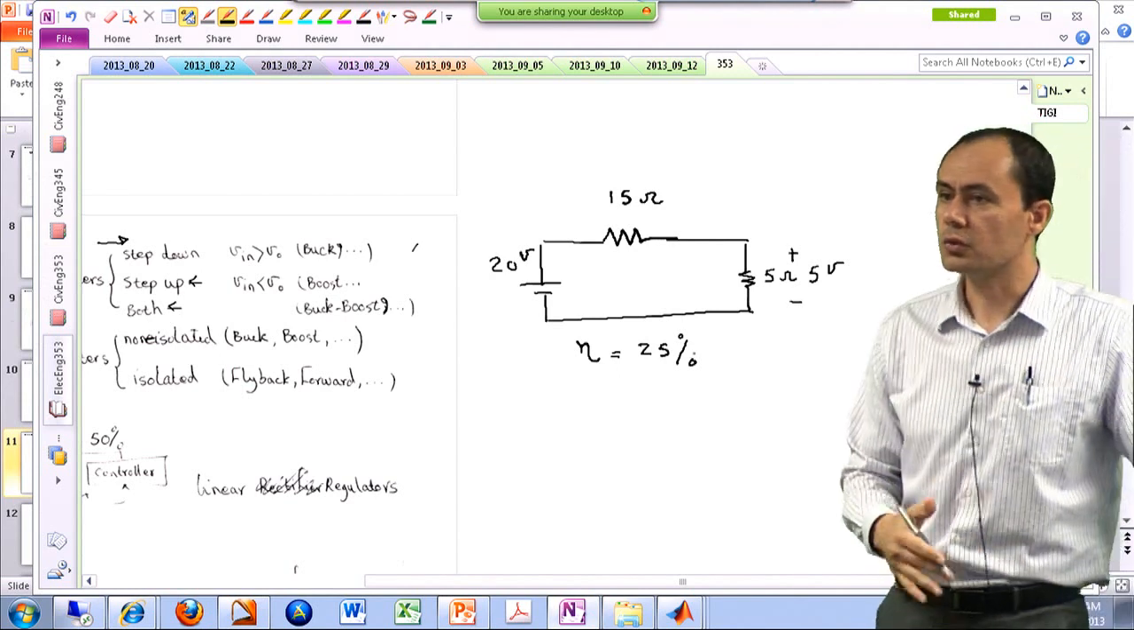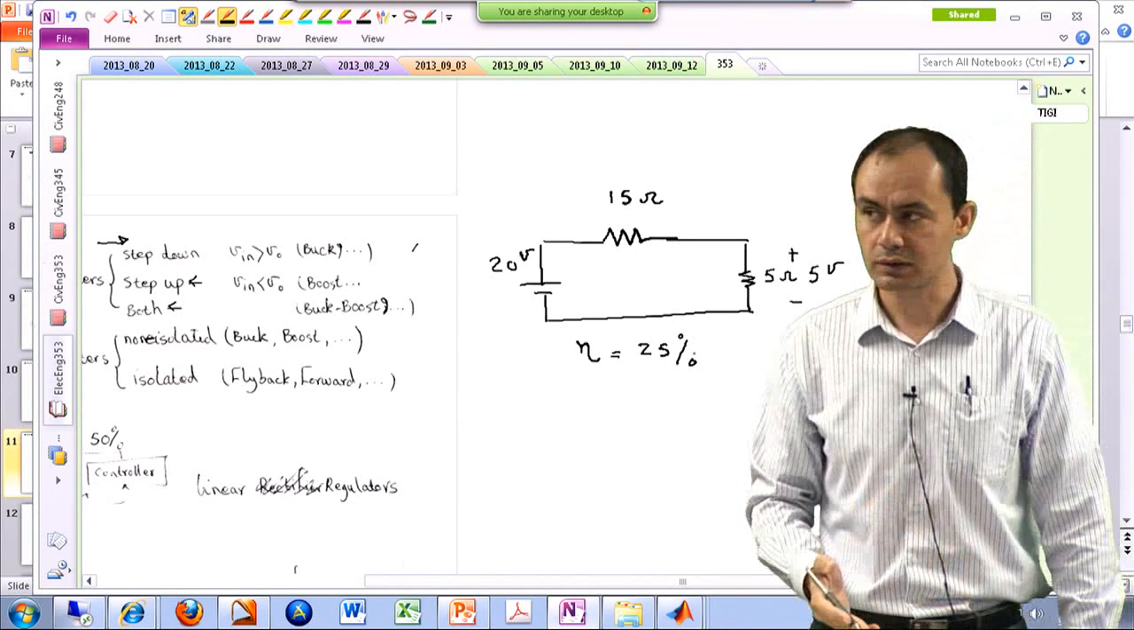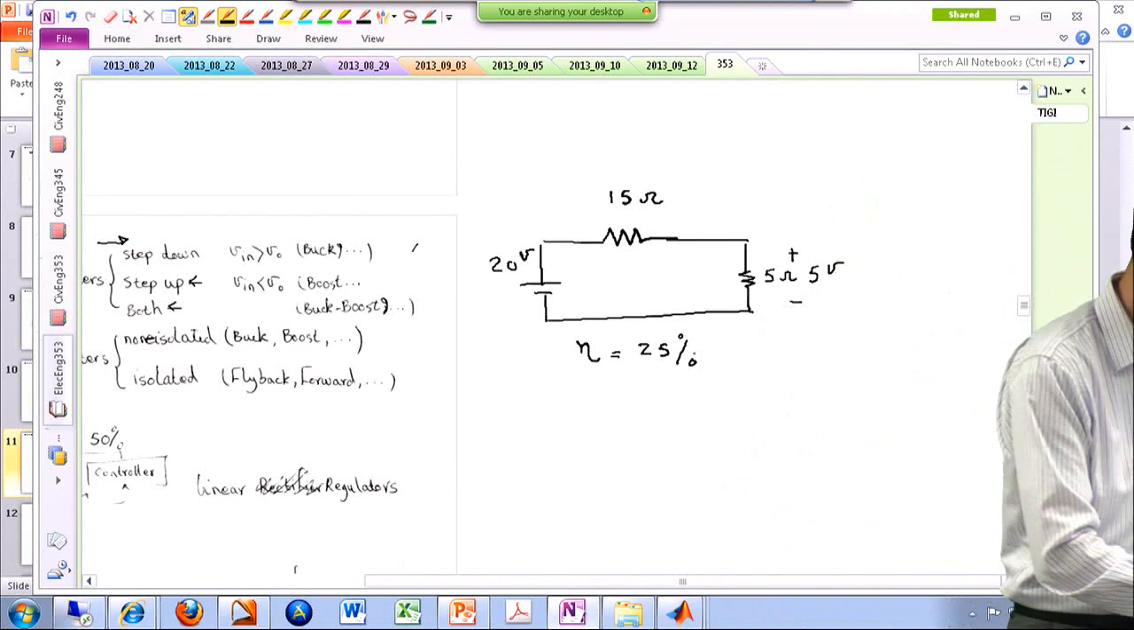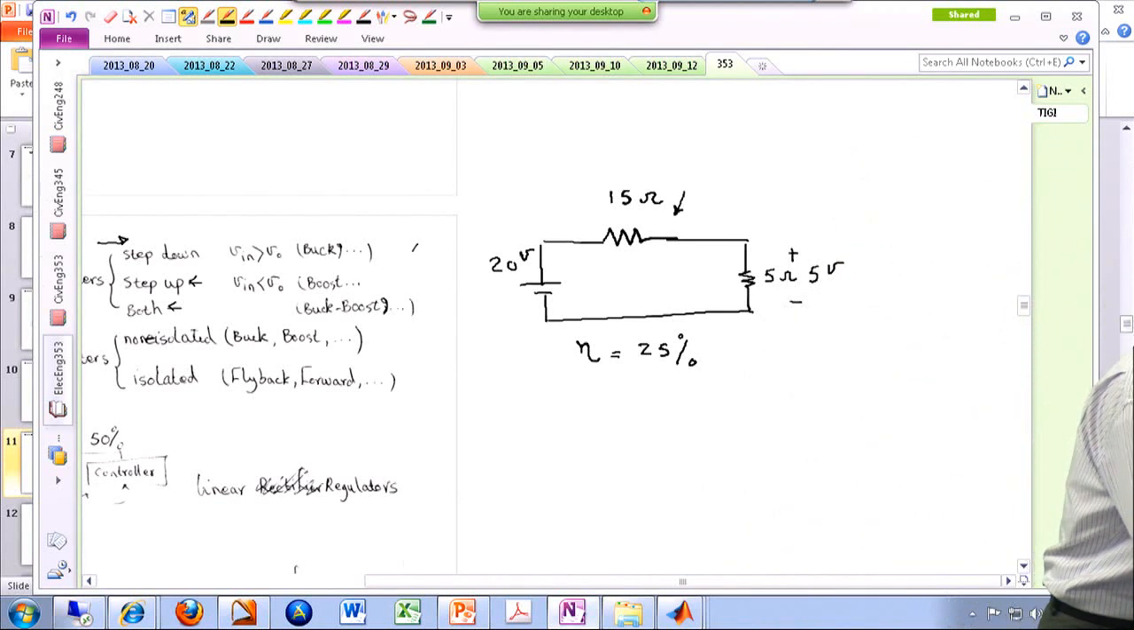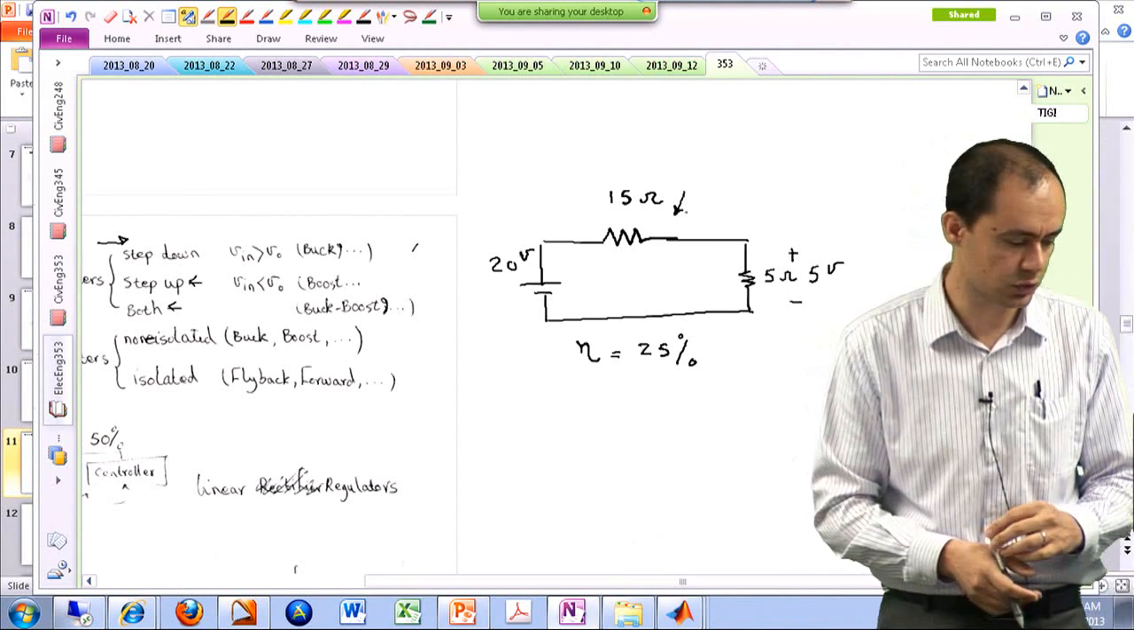In other words, you're only delivering 25% of the energy from the source to the load, and the remaining part of the energy is being basically lost over here in this 15 ohm resistor. Okay, so that's not necessarily a good solution.